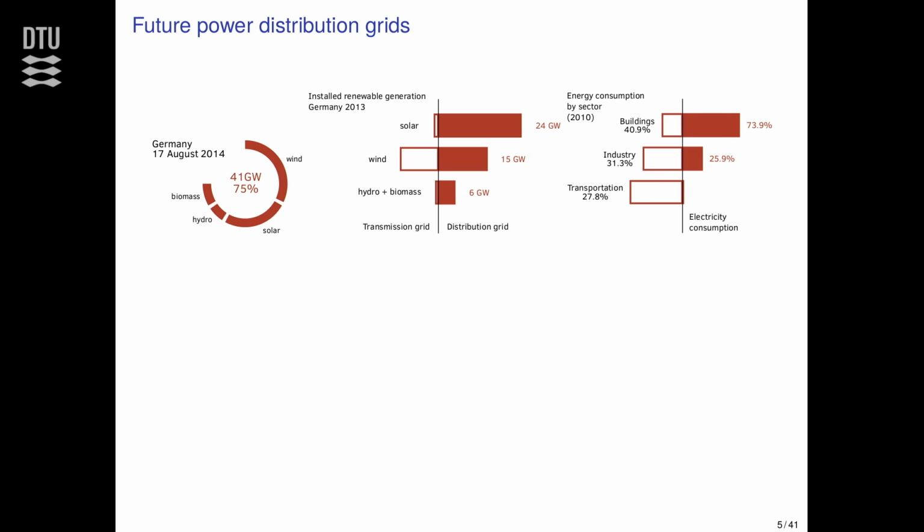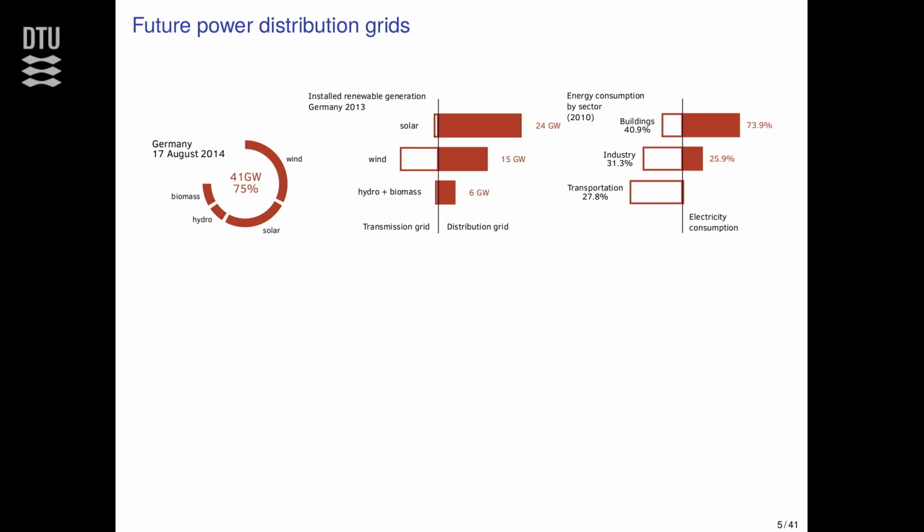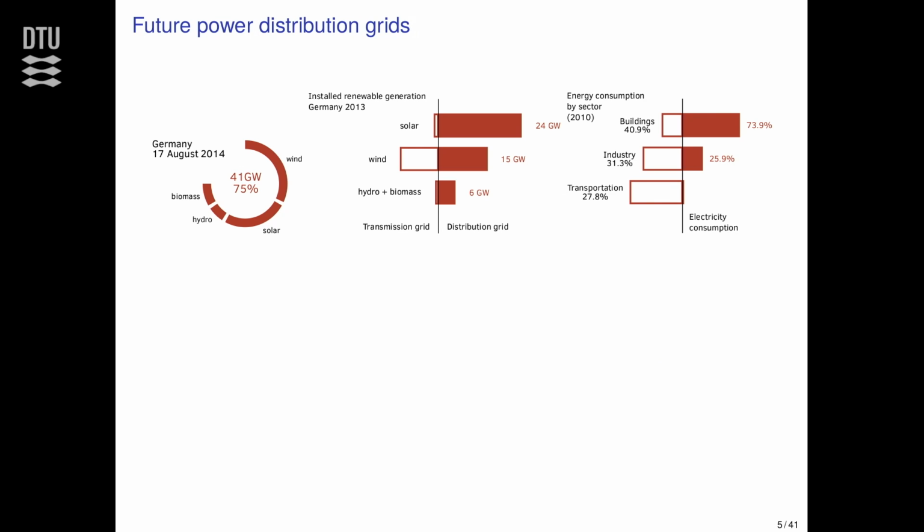It's a lot of wind, a lot of solar, a little bit of hydro, and a little bit of biomass, and only a quarter of the total generation was coming from traditional power plants. Now, this would be fine if all this generation happened in the transmission grid. The problem is that if you see where this renewable generation is installed, solar is installed almost 100% in the distribution grid. So anything to the right of the line is in the distribution grid, anything to the left is transmission.